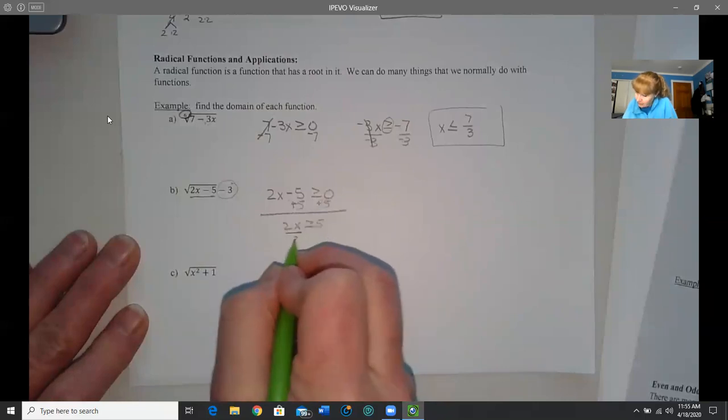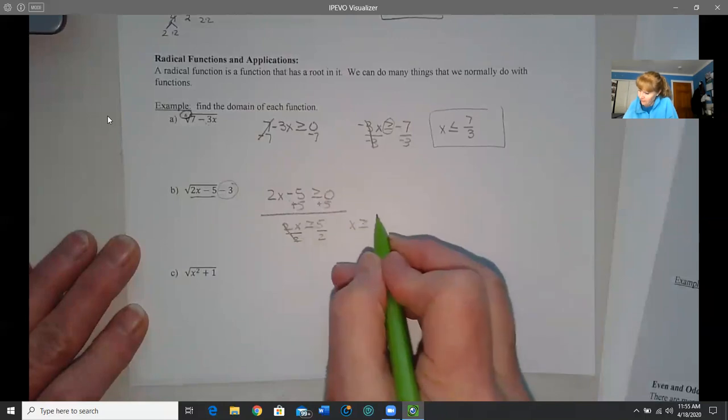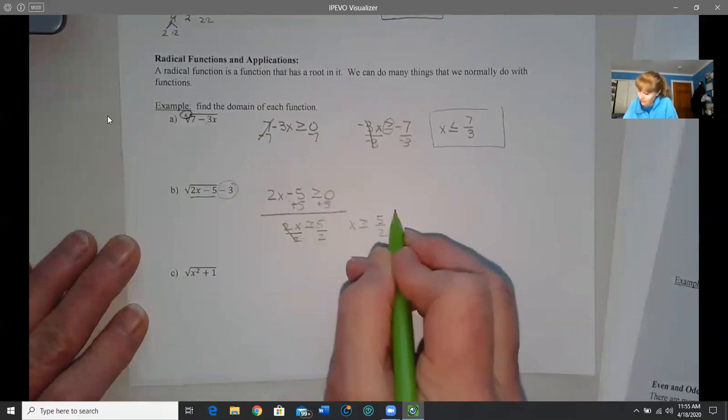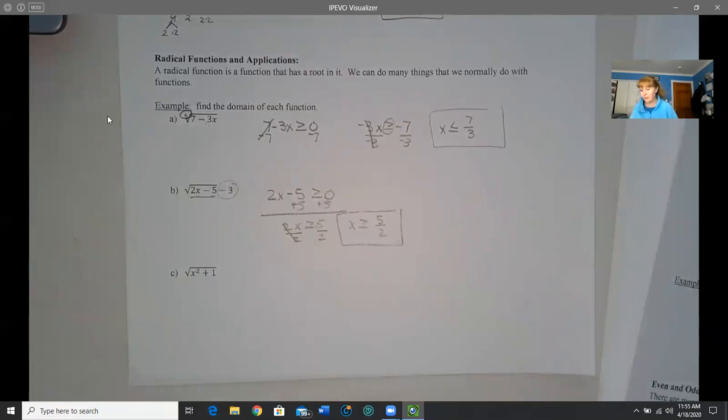And then divide by 2. x is greater than or equal to 5/2. We didn't divide by a negative, so we did not have to flip the inequality. So there's your domain: x is greater than or equal to 5/2. Great. Let's look at the next one.